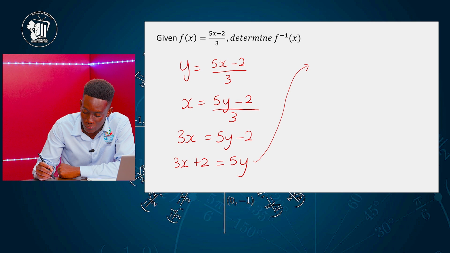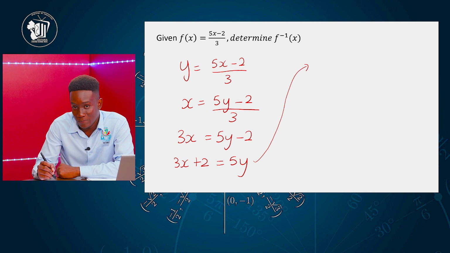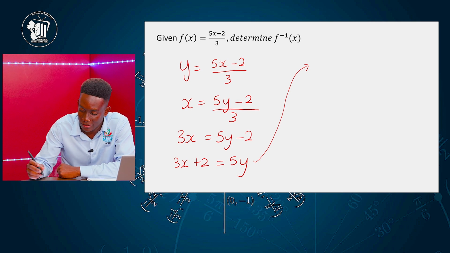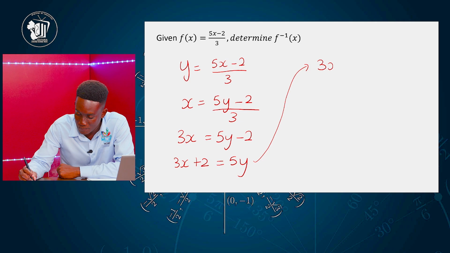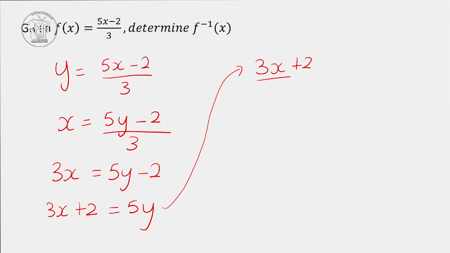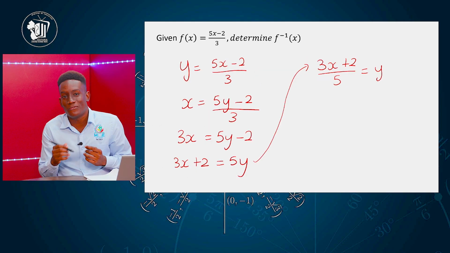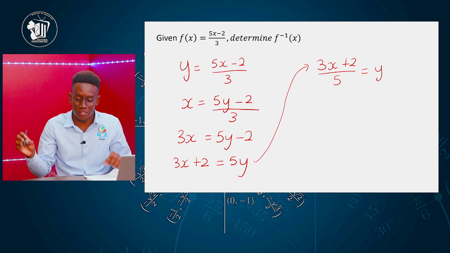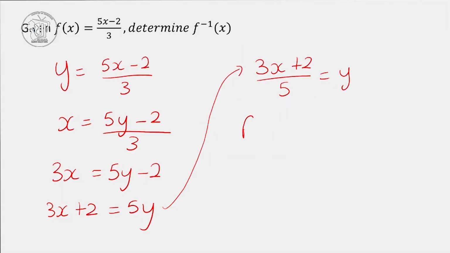And last but not least, we take over the 5. So the 5 is multiplying the y, and when we take it over, it will divide. So we'll have 3x plus 2 all divided by 5 is equal to y. And last but not least, we cannot forget to put back our inverse notation. So we'll have f inverse of x is equal to 3x plus 2 all divided by 5.